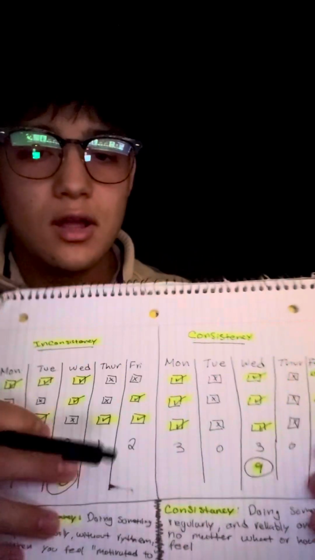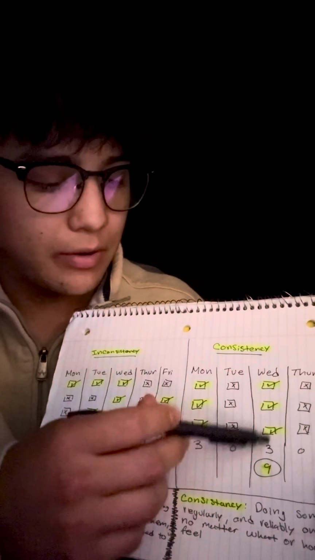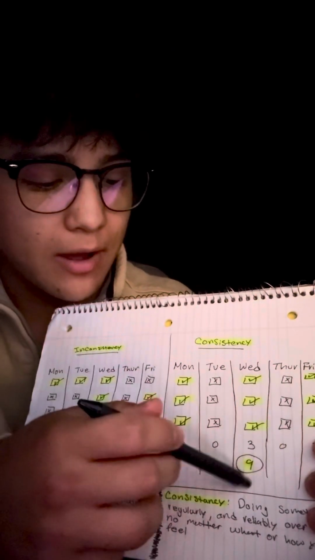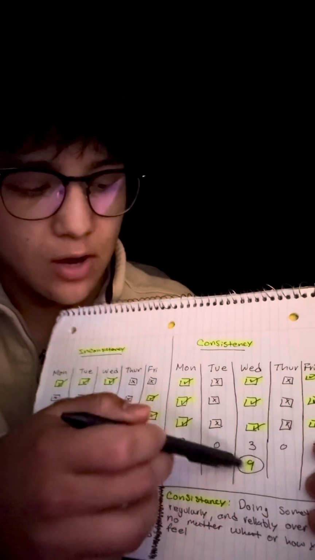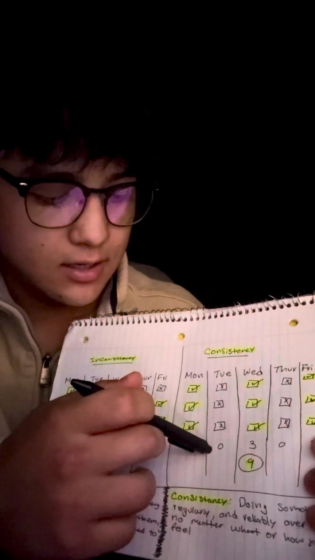Okay, now I know, and our final number is 9 out of 12. And that's not a lot, to be honest with you. But what matters is the consistency. We're not worried about doing it 12 out of the 12 days. We're not worried about doing it 4 out of the 12 days. What matters is that we keep it consistent. Okay, so we did it consistently.